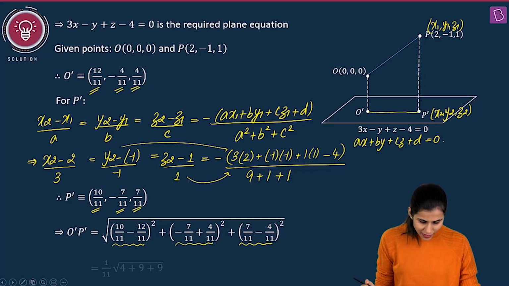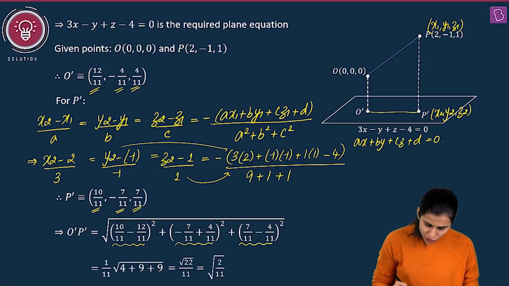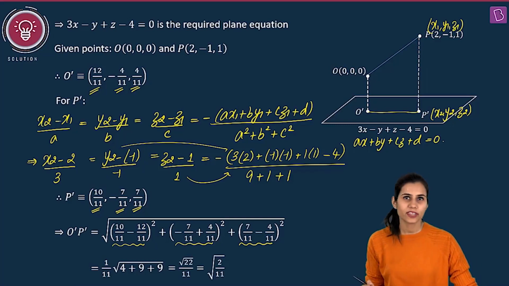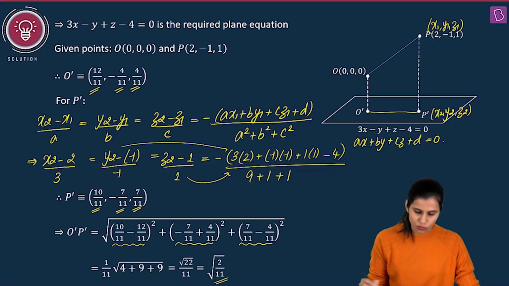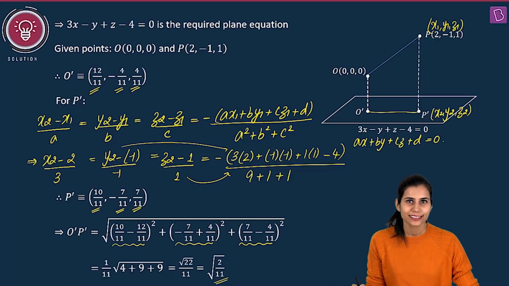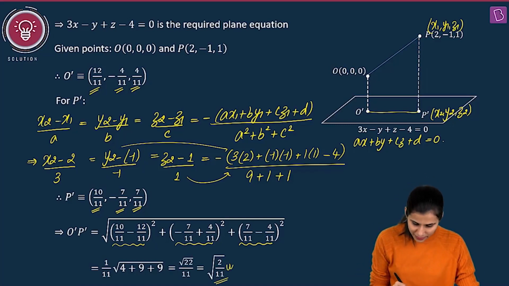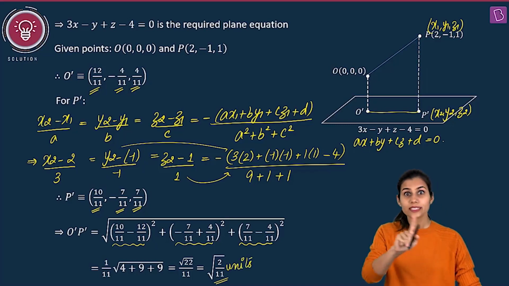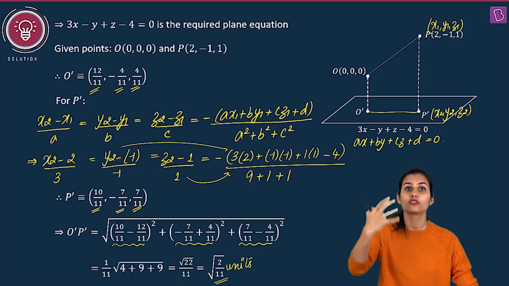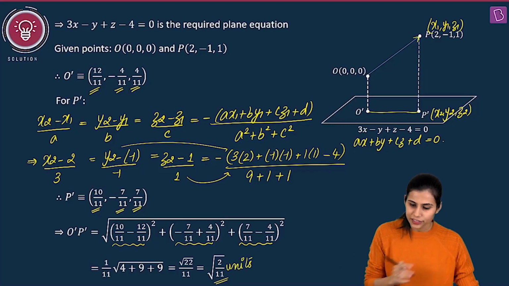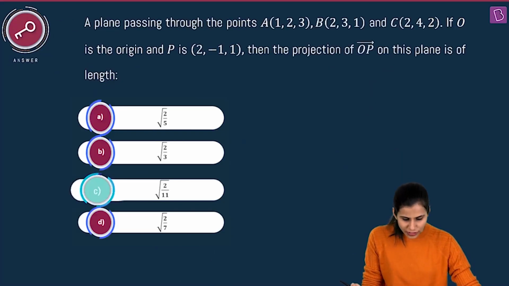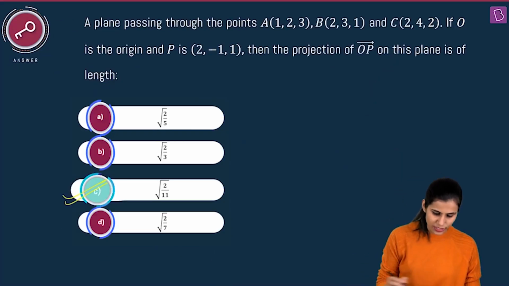Okay, simplify this. What do you get? You end up getting root 22 by 11, which on simplification simply gives you root 2 by 11 units. So the length of the O dash P dash segment is these many units, which is representing nothing but the length of the projection of the OP vector onto this very plane, which is the answer sitting in option C.